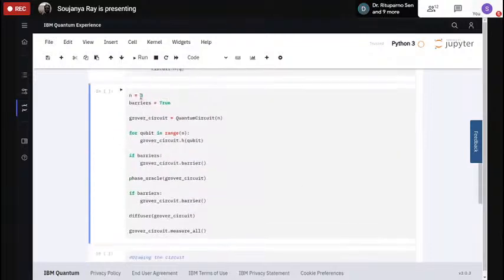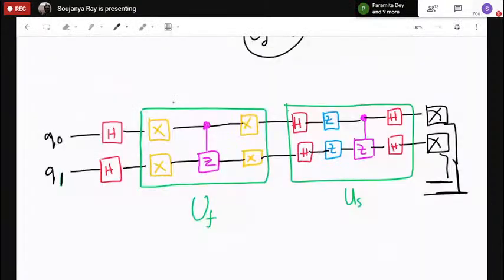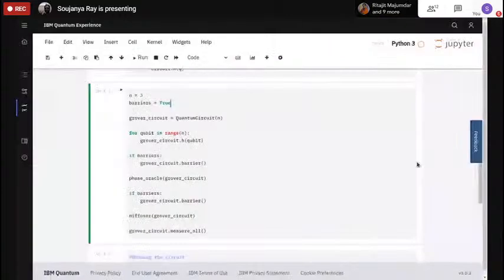So what we did is we put n equals to 3. That is the number of qubits we are taking is 3, and we have to use barriers, because barriers are what separate the parts of the circuit. And here we are adding the gates to the Grover circuit. We declared the circuit here, we named it the Grover circuit, and the quantum circuit function takes in the parameter n, that is the number of qubits we want, and returns a circuit with that number of qubits.